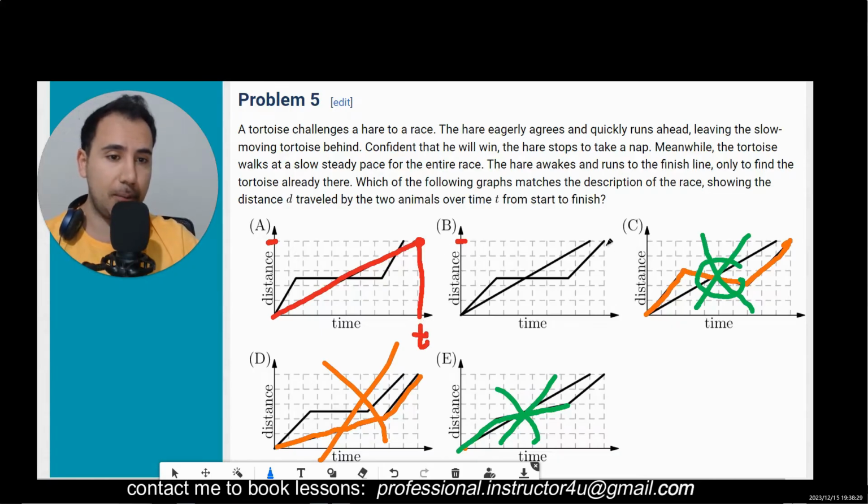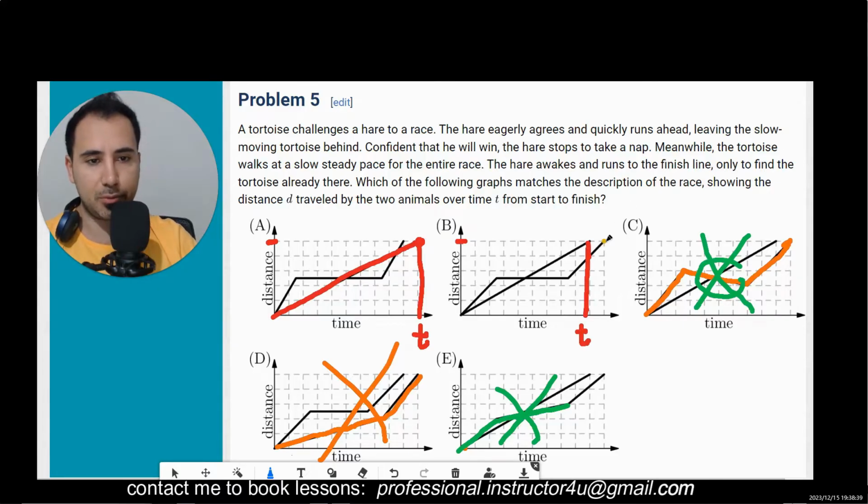But look at this one. This one will be the tortoise. So the T for the tortoise will be before the hare. The hare will be here. This one was for the hare. So the hare took longer to get there. So that means B is the right choice.